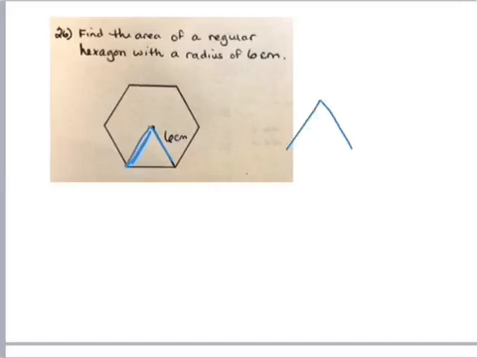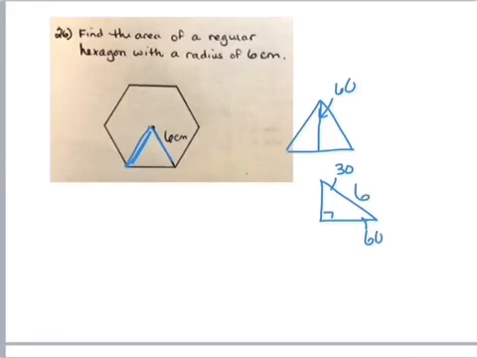And remember that if this is a hexagon, if I take 360 and divide by 6, then this central angle is 60 degrees. But then I'm going to split that in half and actually make two 30, 60, 90s. So this angle is 30, and the bottom is 60, and we know the radius of our triangle is 6.